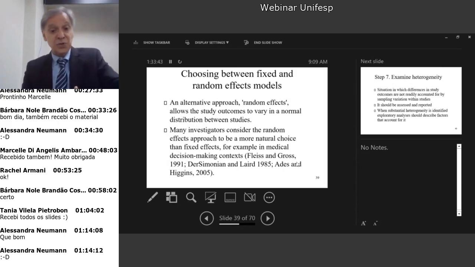An alternative approach, random effect, allows the study outcomes to vary in a normal distribution between studies. So, assuming there's a normal distribution of variation across studies, many investigators consider the random effect approach to be a more natural choice than fixed effect. For example, in a medical decision context, read this paper.